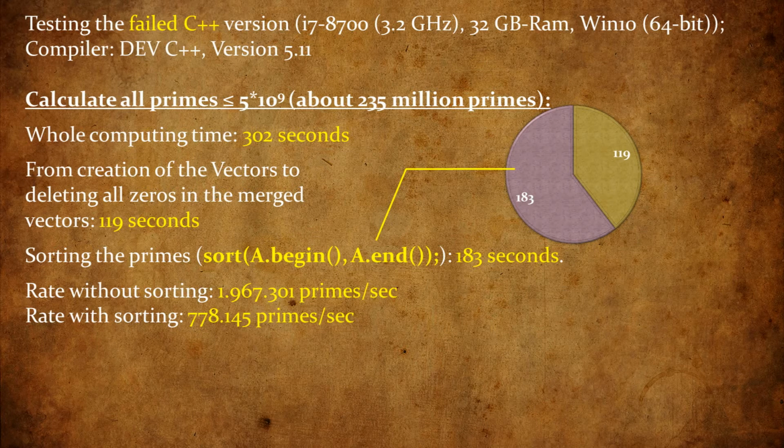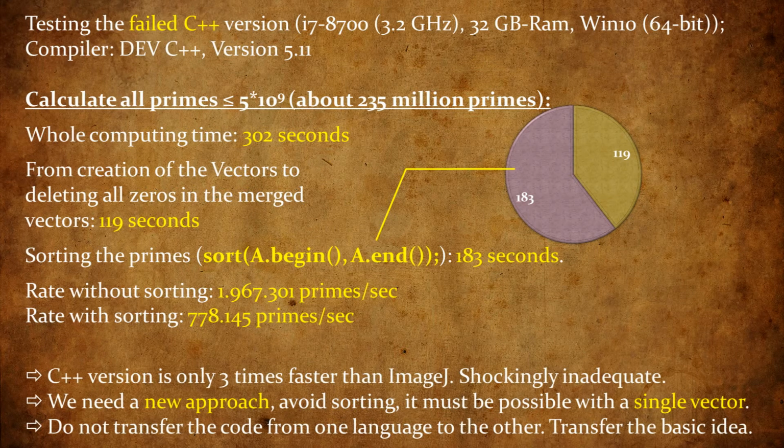Without sorting, we had a prime generation rate of almost 2 million primes per second, but with sorting we were only 3 times faster than ImageJ, and that's just crap. So we need a new approach. We have to avoid sorting, and it must be possible to do all this with a single vector.